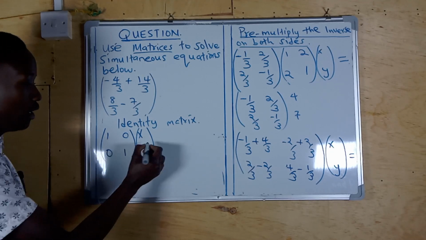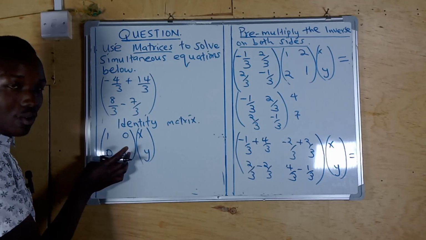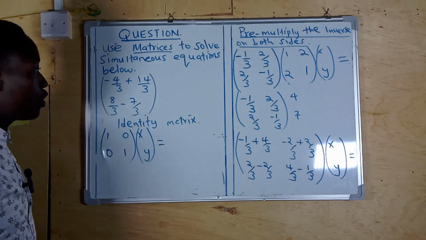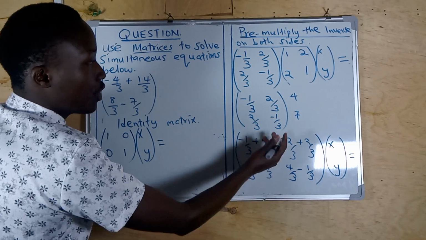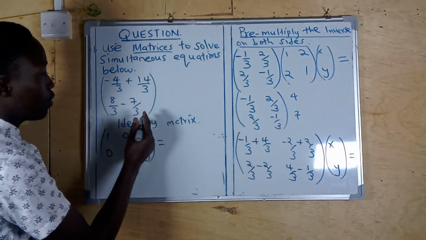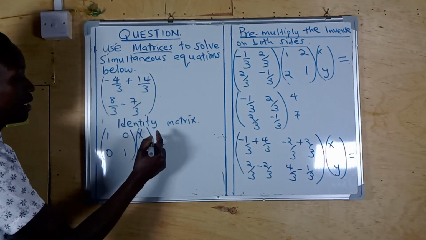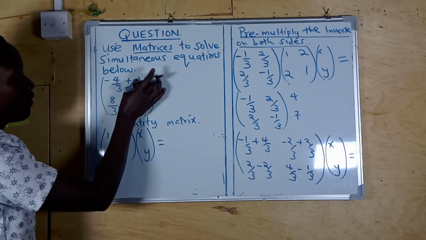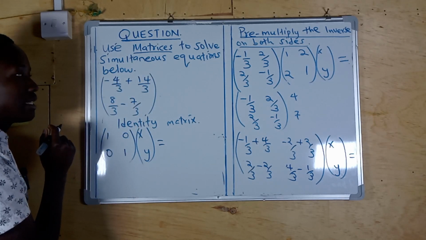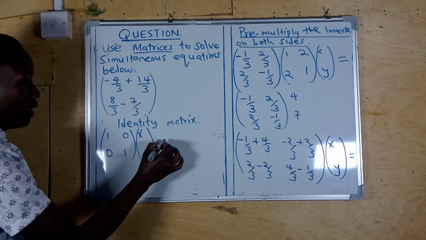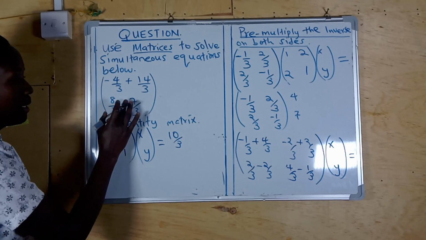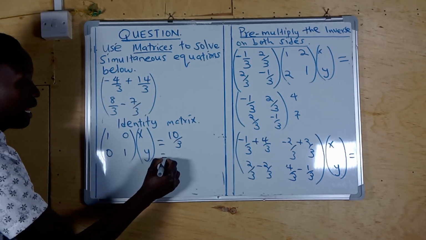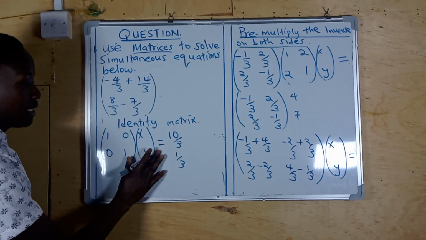Very, very important. You must show the working on how you got this, which is equal to the multiplication of the other side of the equal sign. So the first one gives us the value of x. So minus 4 over 3 plus 14 over 3 will give us 10 over 3. And the second one, 8 over 3 minus 7 over 3, will give us a third.